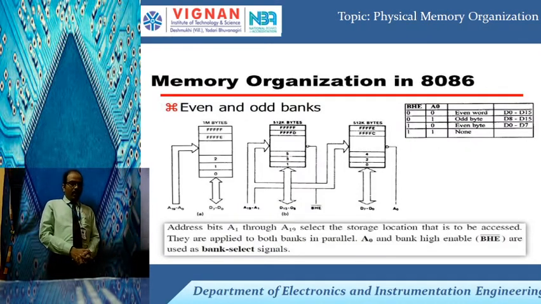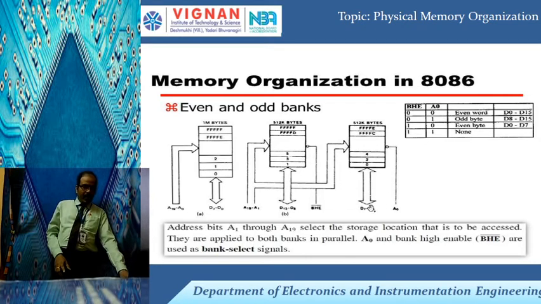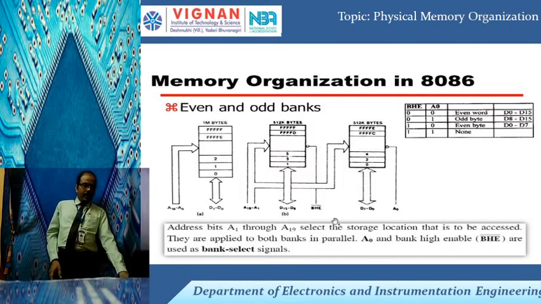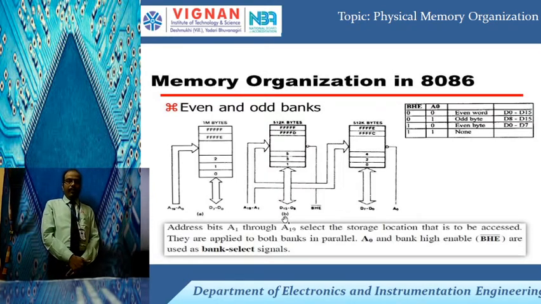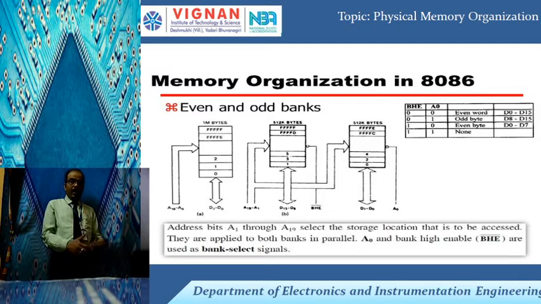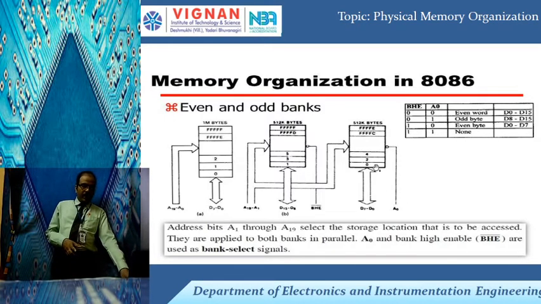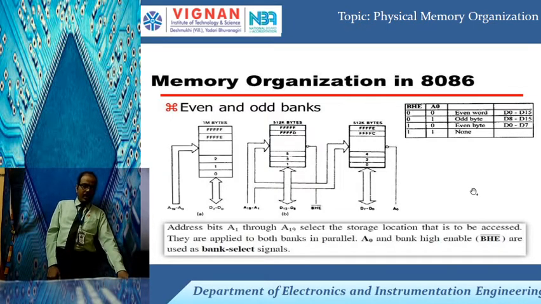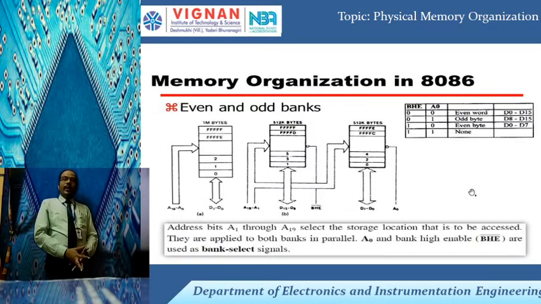The data to the even bank is transferred through the data bus D0 to D7, and the data to the odd bank is transferred through D8 to D15, that is the higher order data bus. So here we have two enable signals, A0 for selection of the even address bank and BHE bar for selection of the odd address bank. The remaining address lines are A1 to A19. Of the 20-bit address, 1 bit is A0, which is used for selection of the even address bank.